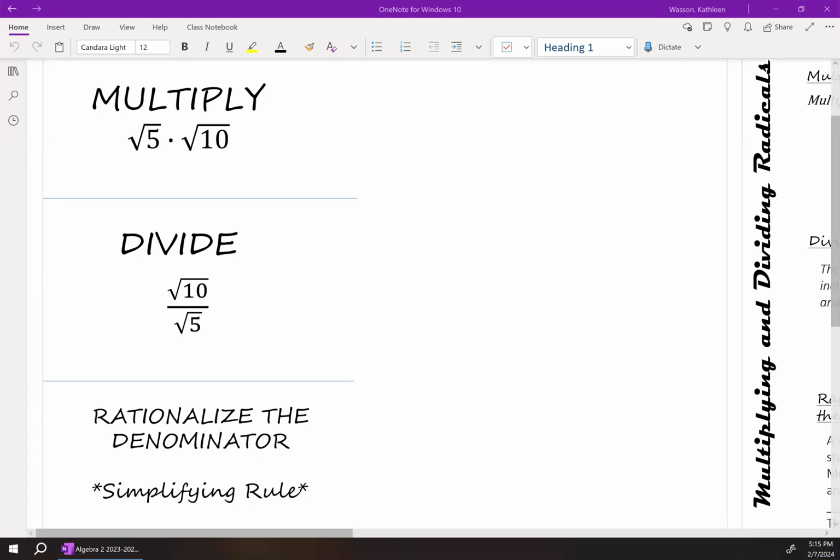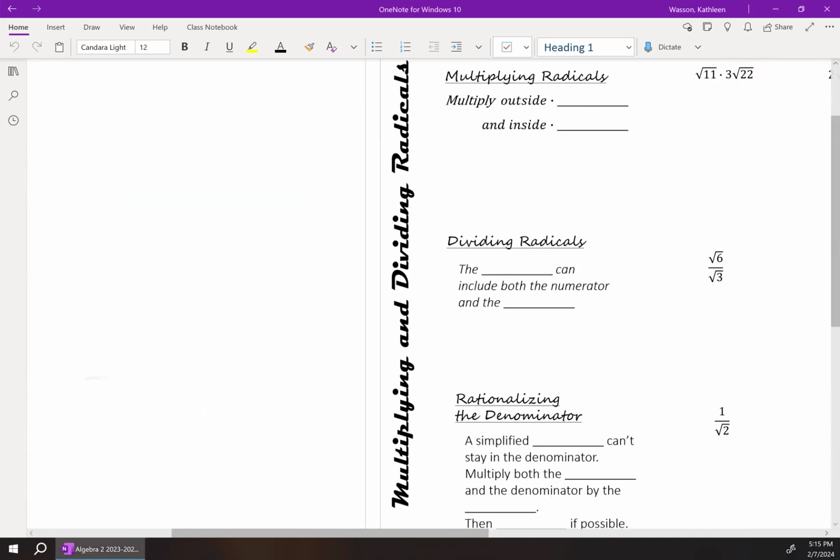In order to multiply radicals and divide radicals and to rationalize the denominator, which is a simplifying rule, there are certain steps to follow and certain things to look for. We'll multiply first.